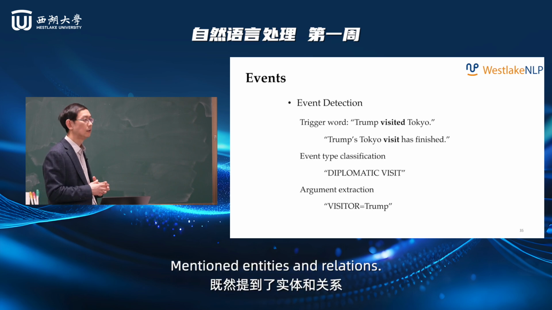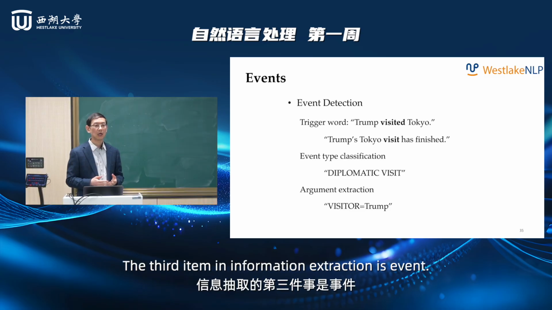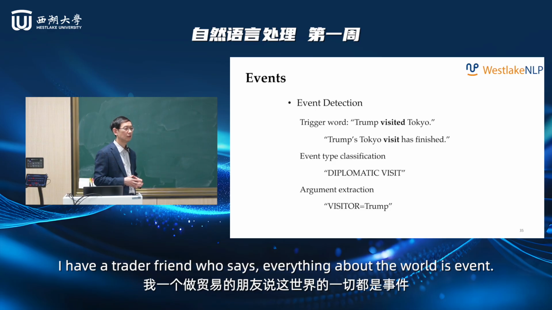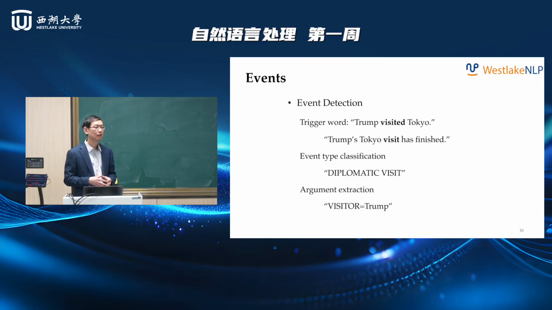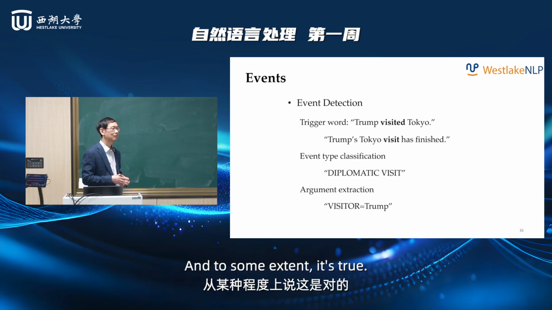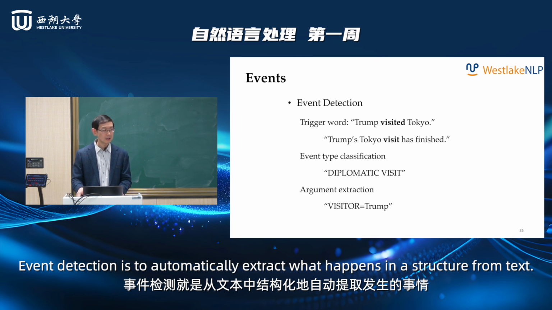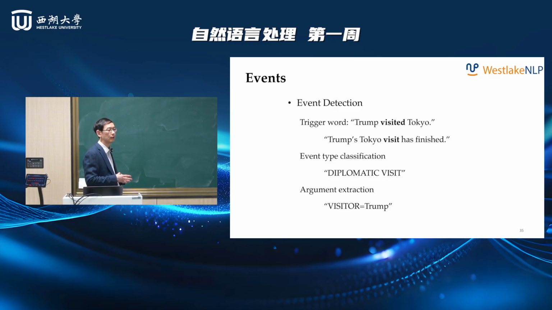All right. Now I've mentioned entities and relations. The third item in information extraction is events, okay? I have a trader friend who says everything about the world is events, okay? And to some extent, it's true, right? It's events happening all around us. So event detection is to automatically extract what happens in a structure from text, okay?